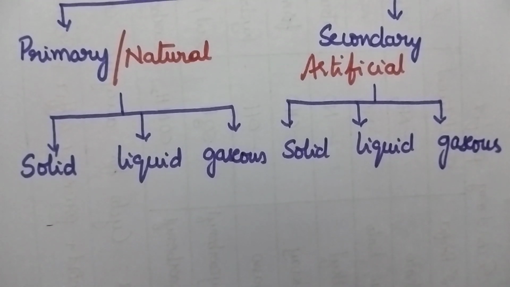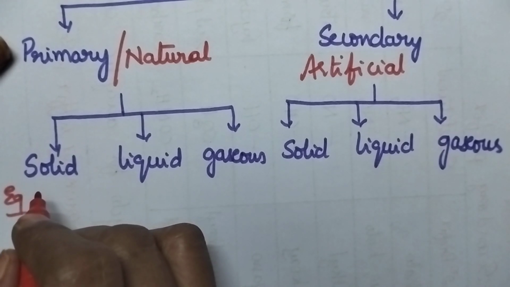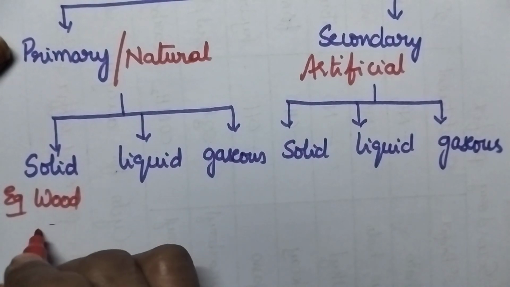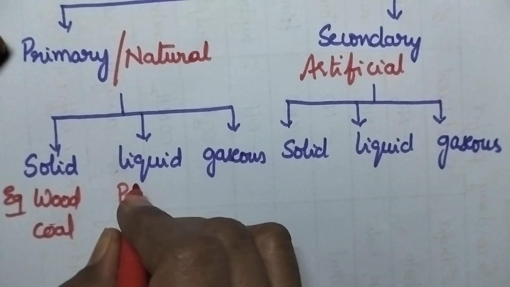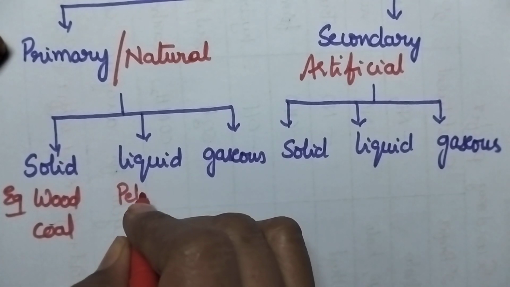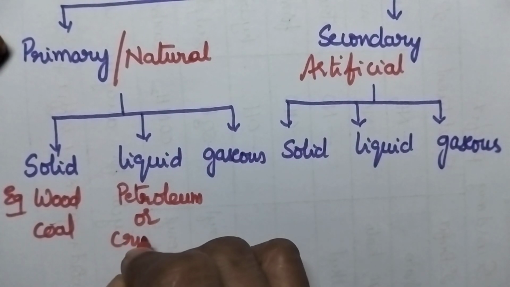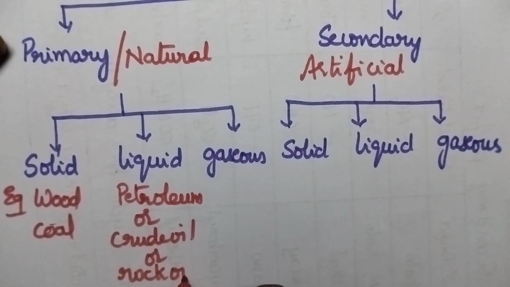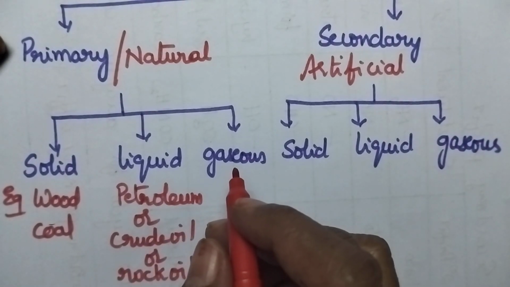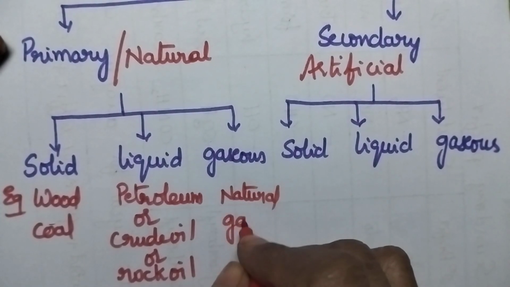So coming to the good examples of primary and secondary fuels. Good example for solid primary fuels includes wood, coal. Primary liquid fuel is petroleum, which is also called as crude oil or rock oil. Coming to the gaseous fuels, natural gas is the good example.